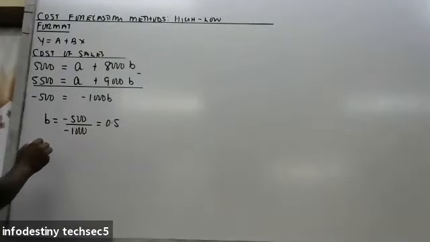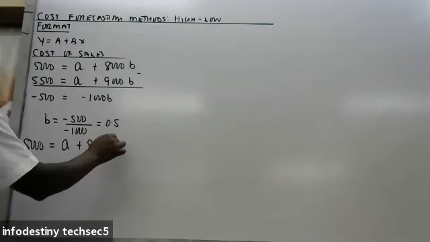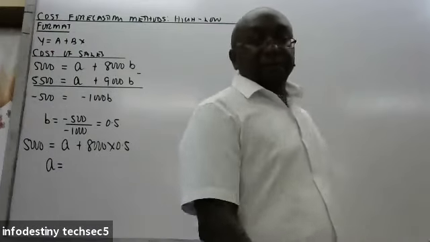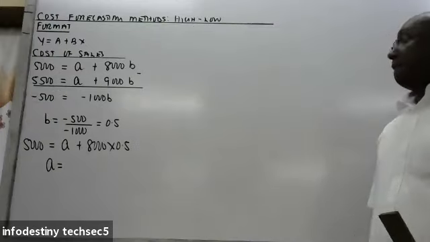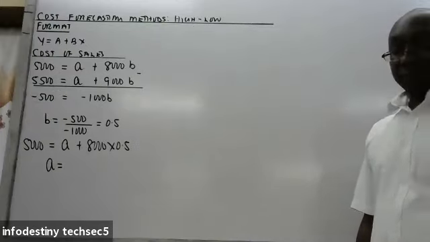And this one, or maybe before I talk of that, I will say 5,000 is equal to A plus 8,000 times 0.5. It will give me the value of A so that I see whether we are together. The value of A. Yes, good. 1,000.